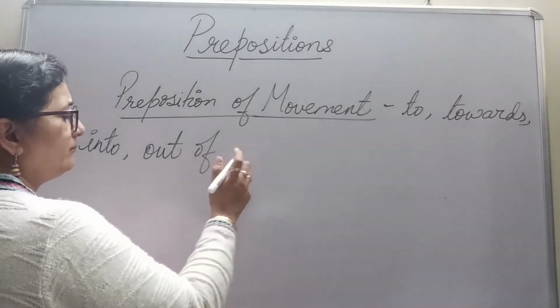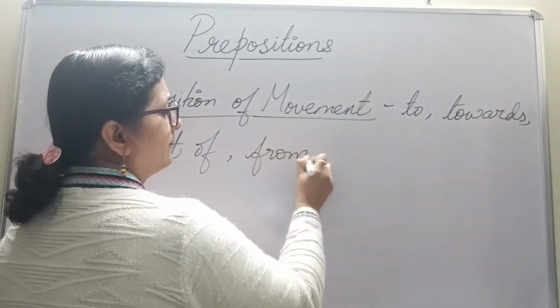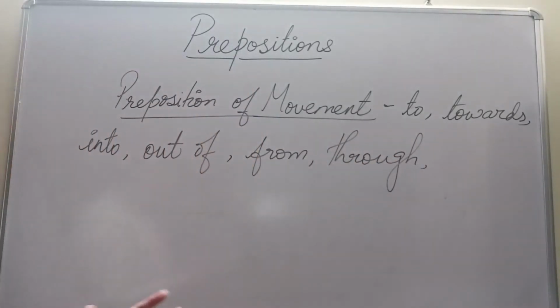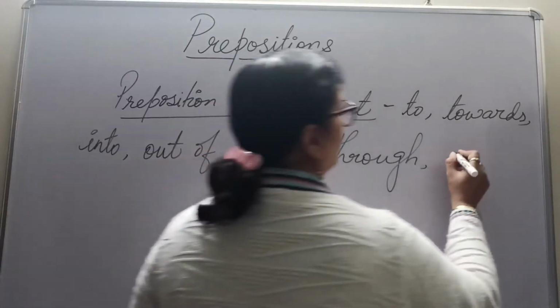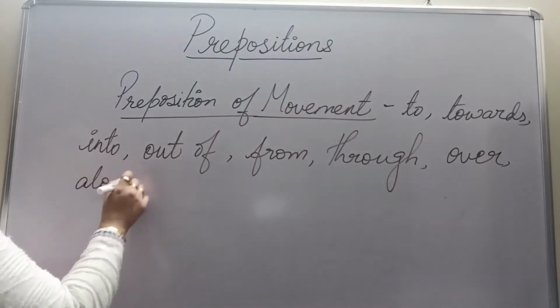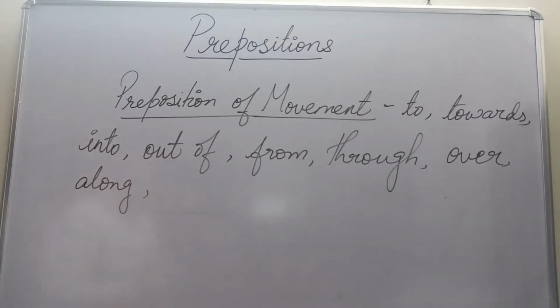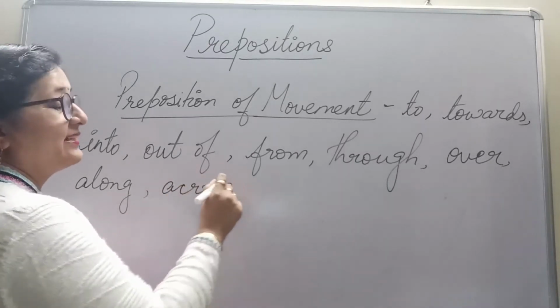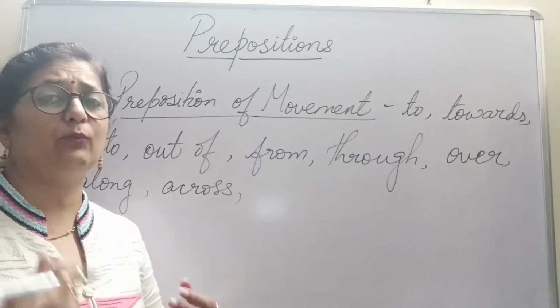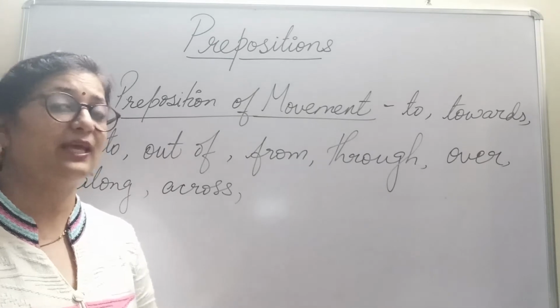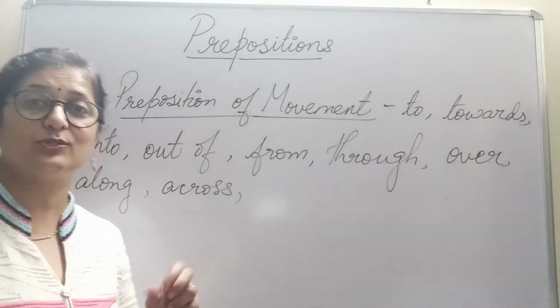Now, from, through, right? Train passing through the tunnel. Then you have over, you can also have along. Some more that come across my head, across, right? That's another one. We use so many of them while speaking, but when we try to think which part of speech it is, then we realize that actually these words are prepositions.